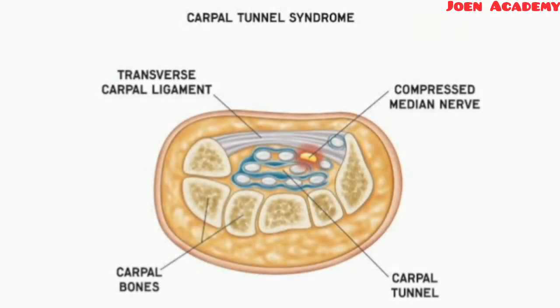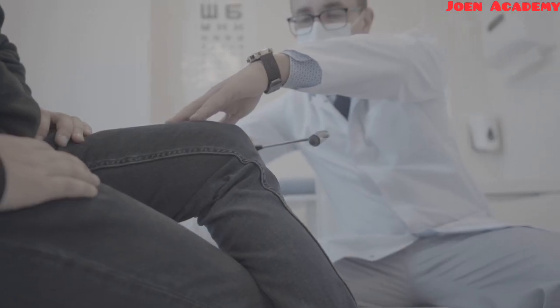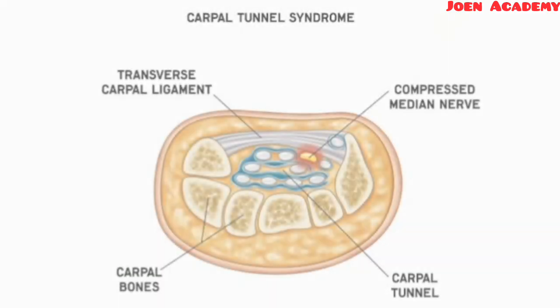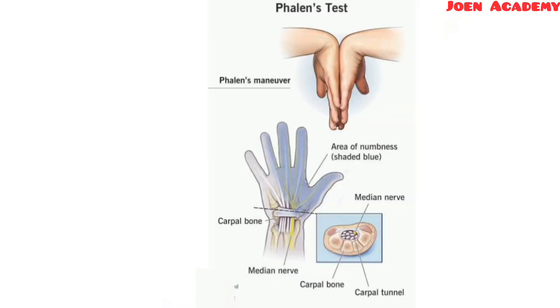Tests for carpal tunnel syndrome can be performed during physical examination. The test includes tapping the nerve in the carpal tunnel to bring about pain in median nerve distribution. It is called Tinel's sign. The next test is holding the wrist in flexion for 60 seconds to elicit numbness or pain in median nerve distribution. It is called Phelan's maneuver.